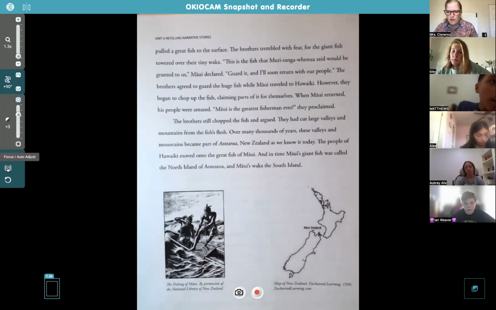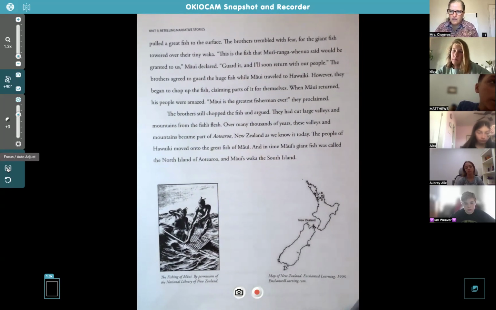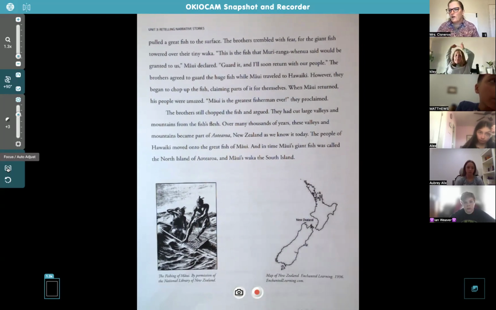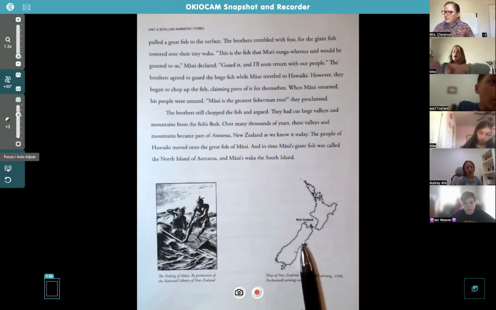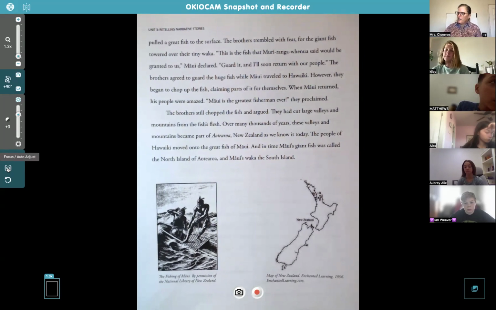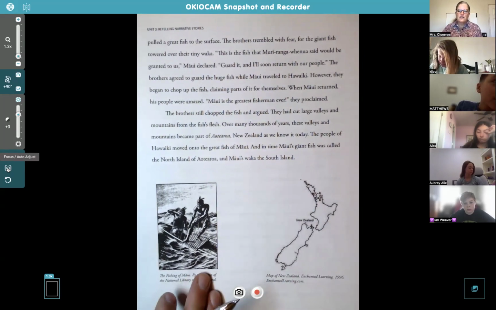So it's a made-up story of how New Zealand was formed. Obviously, it's not really formed from a fish, but that's a story that they've told over the years. Here's a picture of New Zealand. It kind of does look like a fish, and they cut it up into pieces here. That's where they're saying New Zealand came from.